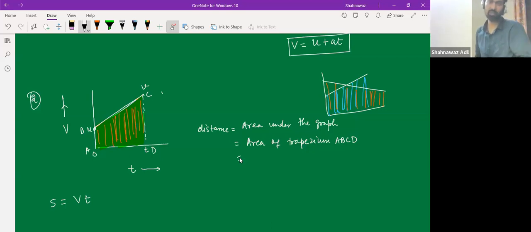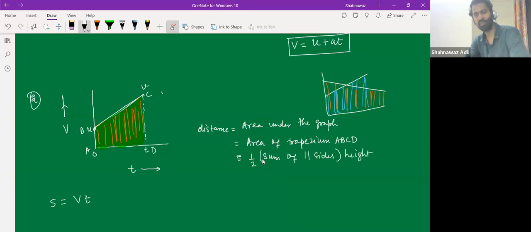Do you guys remember the area of the trapezium? Forgotten? So the area of a trapezium is half the sum of parallel sides into height. Is this the correct definition? Do you guys remember now?